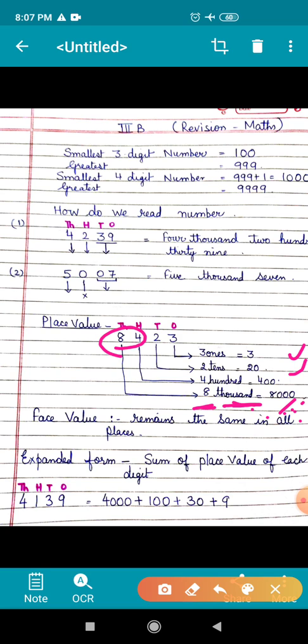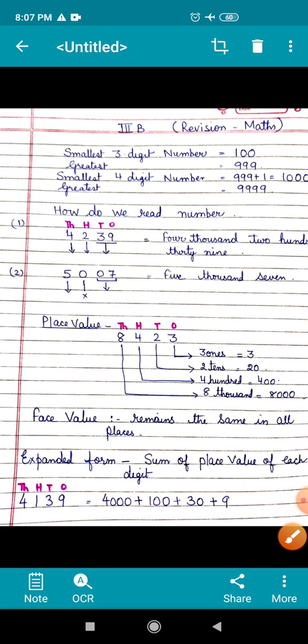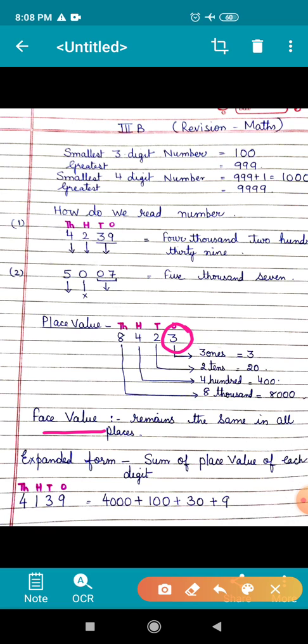Okay, now let us see what is face value. Children, face value remains the same in all places. Suppose we want to know the face value of this 3. If it is on ones place, it will be 3. If suppose this 3 is on thousands place, then also its face value will be 3.